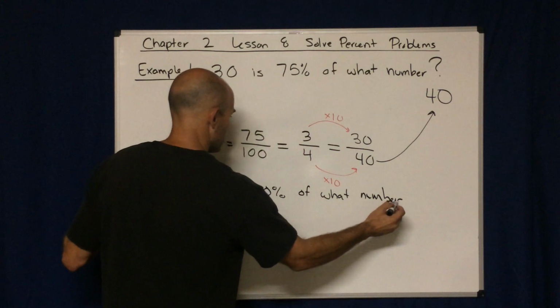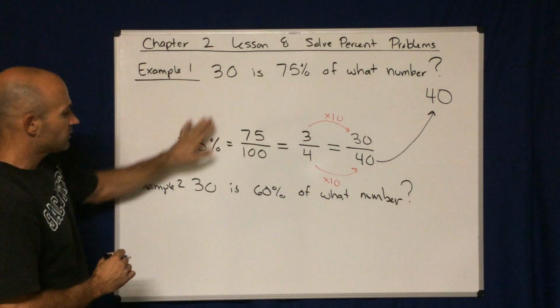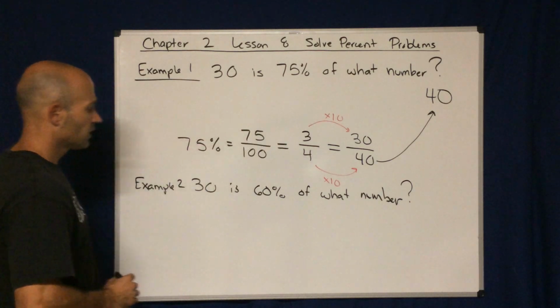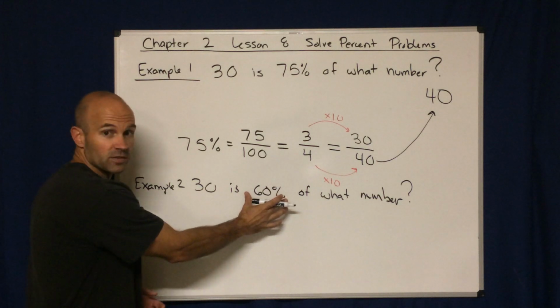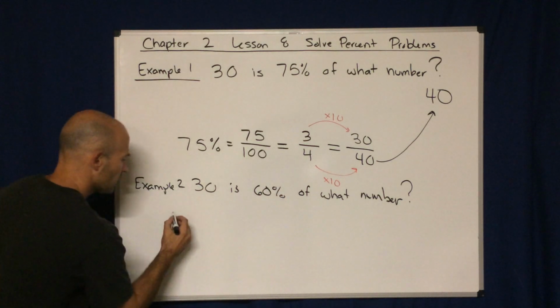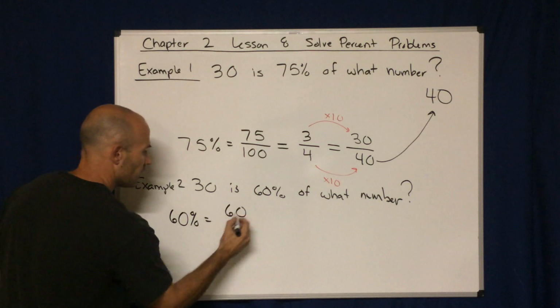I'm leaving the previous example on the board, that way we can see the differences. I kept the 30 the same, but I'm changing the percent. All right, so what do we do? First, we treat this percent, we interpret it as a fraction. 60% is 60 over 100.